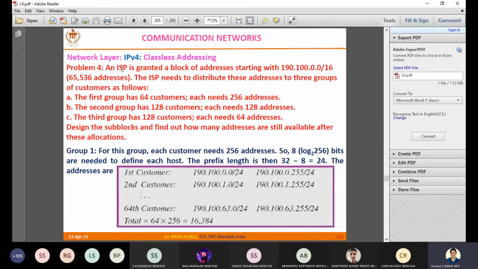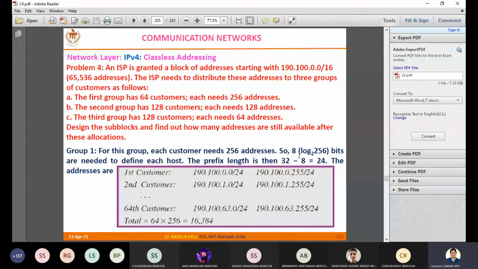Look at this, another example. An ISP is granted a block of addresses starting with this 190.100.0.0/16. It needs to distribute these addresses to 3 groups of customers as follows. There are 3 groups of customers. Observe here. The first group has 64 customers, and each of these 64 customers needs 256 addresses. So you have to go on defining each group. So for this group, each customer requires 256 addresses.